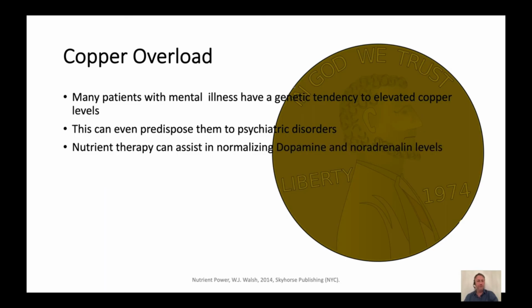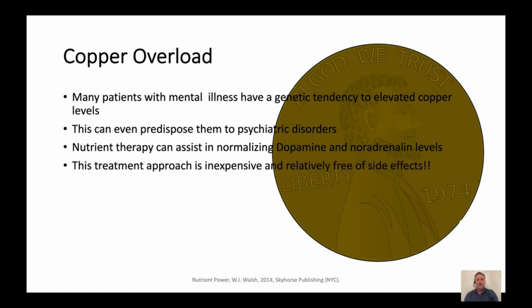But nutrient therapy can assist in normalizing the key imbalances that take place. And when we look at a copper overload, the big imbalances occur with two primary neurotransmitters called dopamine and noradrenaline, or norepinephrine. And what I love about nutrient therapy is that for the most part it's relatively inexpensive and it has very few side effects, unlike a lot of times when we have to use heavier medication.